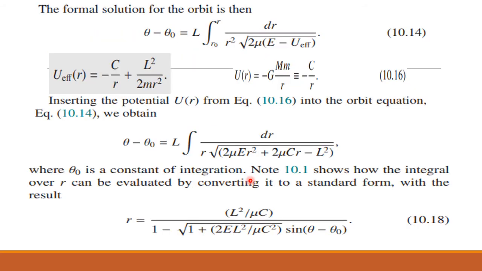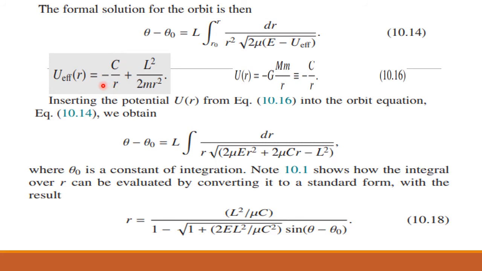Now we have the formal solution for an orbit, which I discussed in the earlier video. That was theta minus theta 0 is equal to L times the integral from r0 to r of dr by r squared times root of 2 mu (E minus U effective). Here we are going to substitute the U effective term. We know it is the centrifugal term plus the true potential, which here is minus C by r.